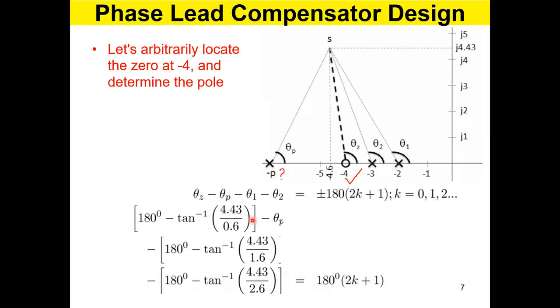I have done the process partly here. I want you to continue. You can use minus 4 for the zero, or I prefer if you select something else, minus 5, minus 4.5, or something like that. So please take 5 minutes to calculate the pole for a given zero. Take 5 minutes and do that. I'll check your answers.